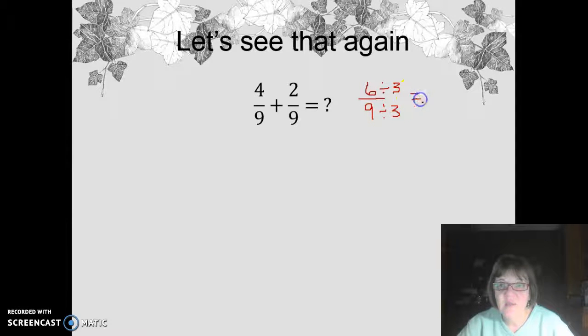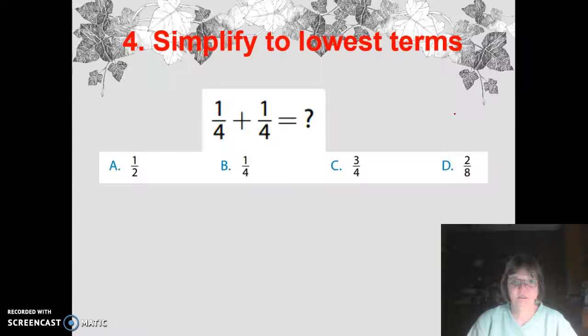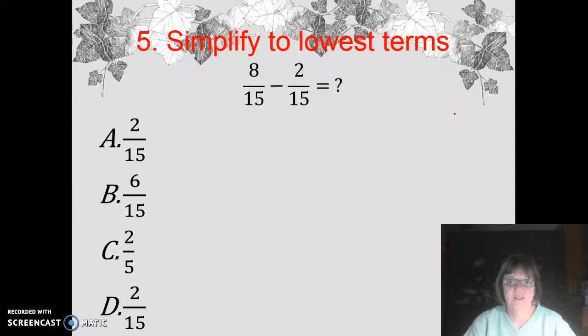If I can divide both the top and the bottom by the same number, then I need to simplify. So the 6 divided by 3 is 2, the 9 divided by 3 is 3, and that's the answer the math teacher wants from you. Simplified. So remember, from now on, always simplify to lowest terms. Okay, do it again.